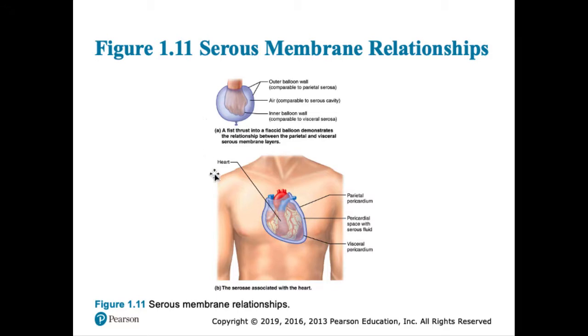We also have serous membranes that we think about and the relationships to those. Basically, these are little sacs, almost like a balloon, that put a barrier between the organs and organ systems. Here's an example of the heart. The heart has a serous membrane. We have a pericardium and then a pericardial space that is part of that. The pericardium is like the serous membrane.